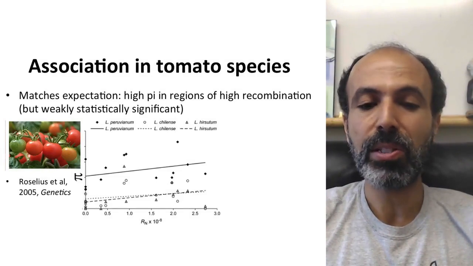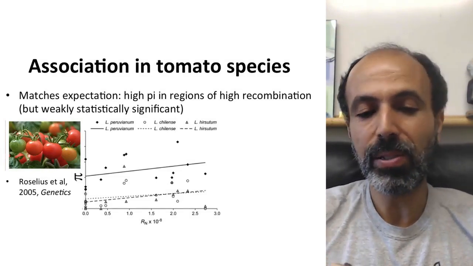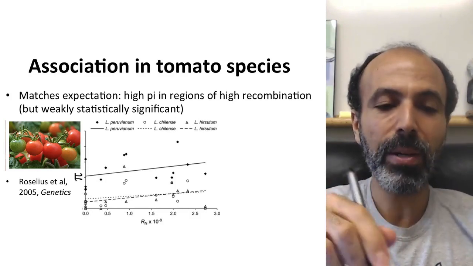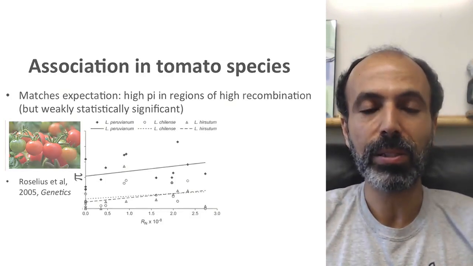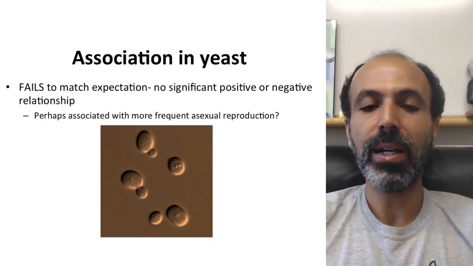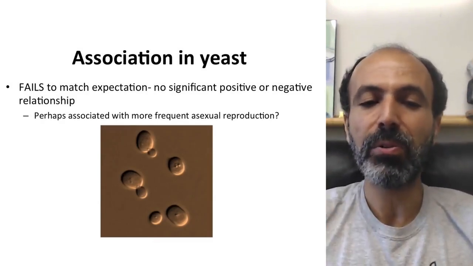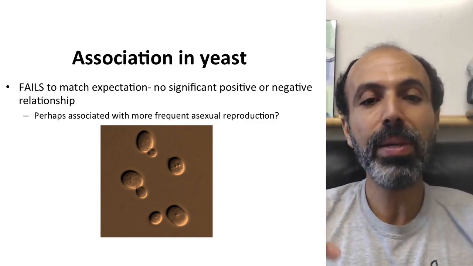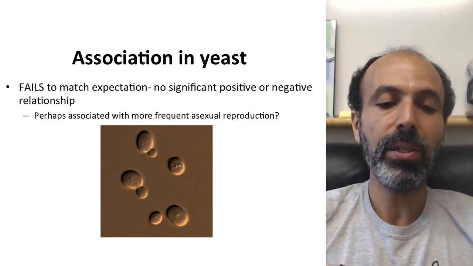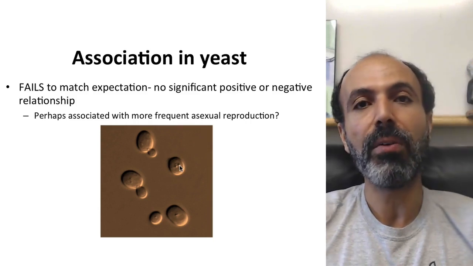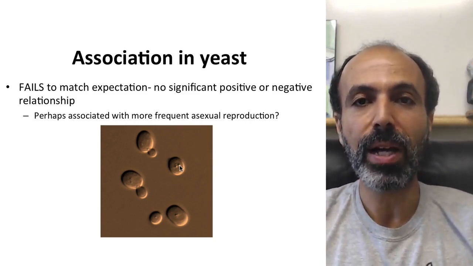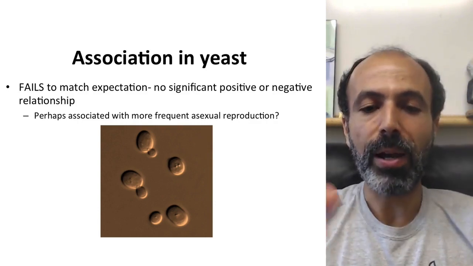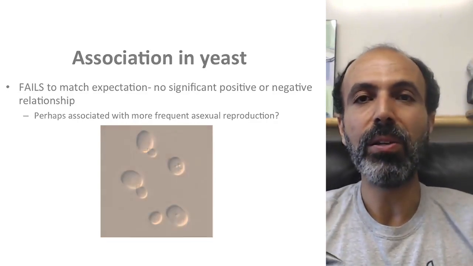Here's the same thing in various tomato species. Again, you see this higher pi in regions of high recombination. This wasn't as compelling, but it was weakly statistically significant, so that's cool. Yeast, in contrast, I don't actually show you a picture of it, but it actually doesn't really match the expectation. There was no significant positive or negative relationship. And it could be in this case that yeast tend to reproduce asexually very often rather than sexually, potentially reducing this opportunity.